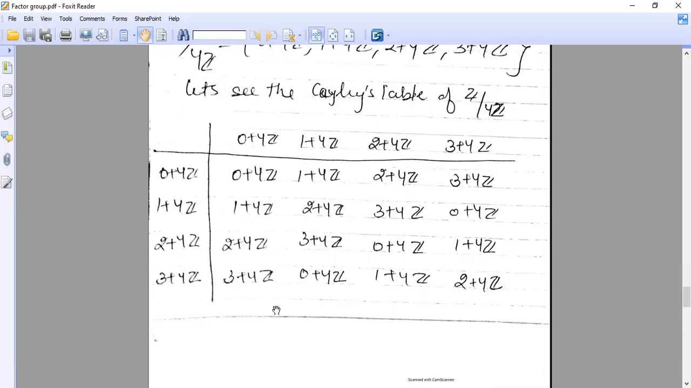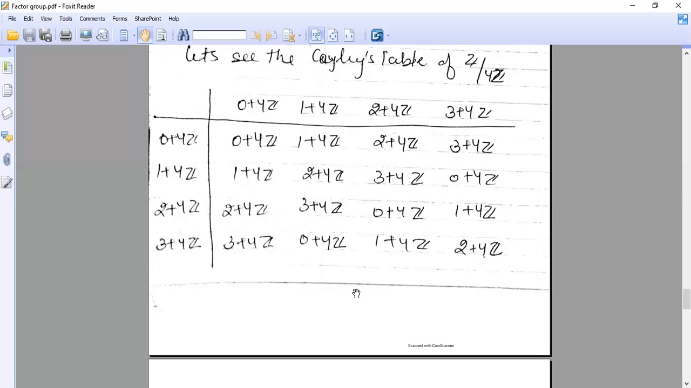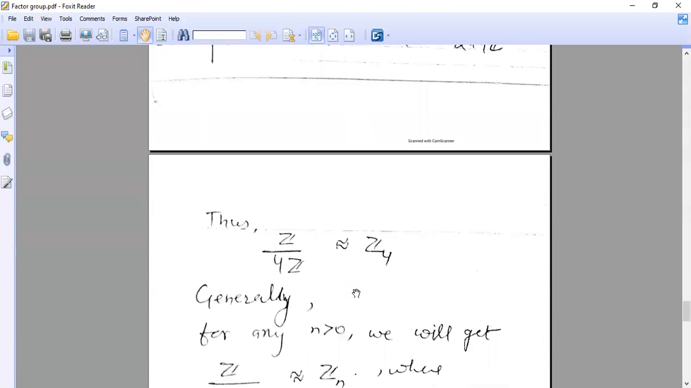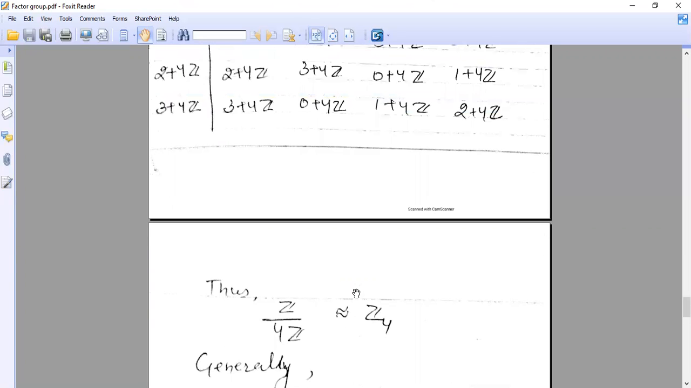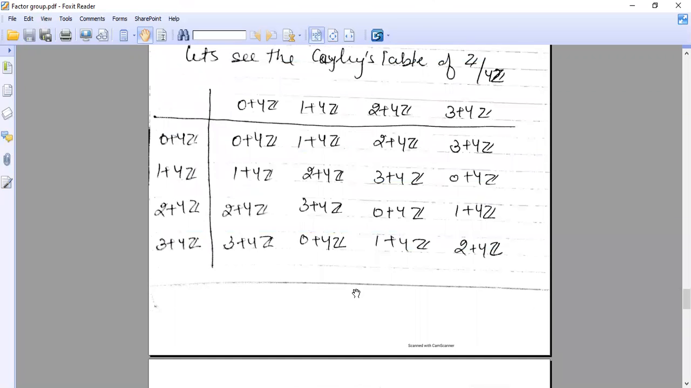So from this table you can just realize that this Cayley's table is the same as the table when you were considering a group in the previous chapters. And what was that group? That was your Z4. What is your Z4? Z4 is 0, 1, 2, 3 under modulo 4. So if you take 0, 1, 2, 3, these elements only. Now forget about 4z. You are taking 0, 1, 2, 3 here and 0, 1, 2, 3 here.